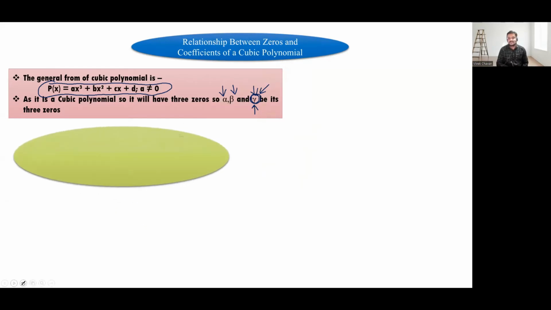Now see the first relationship. Here also we have the sum of zeros, but now how many zeros will come in the sum? 3 zeros, because it is a cubic polynomial.